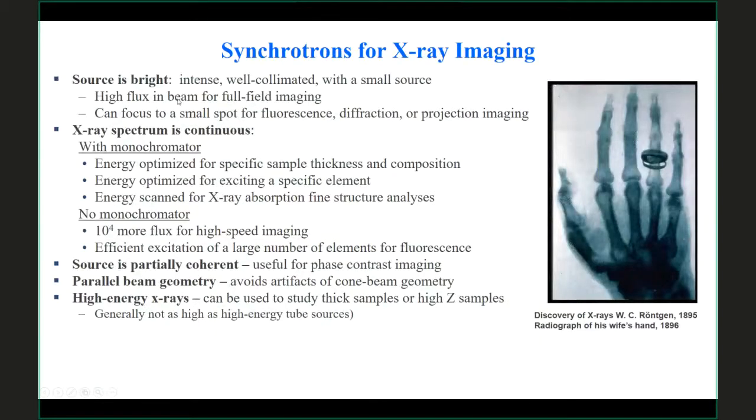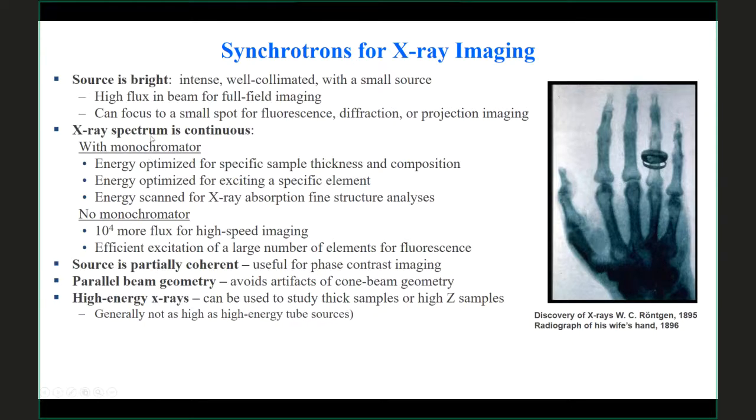So why do we want to use synchrotrons for X-ray imaging? Well, as I said, the source is bright, intense, well collimated with a small source. So for full field imaging, which is the kind of thing we're doing today, we have a lot of flux per solid angle in the beam. For some other kinds of tomography where we need to make a pencil beam, such as fluorescence or diffraction, the brightness matters because we can focus that beam to a small spot, you know, a micron or well under a micron.